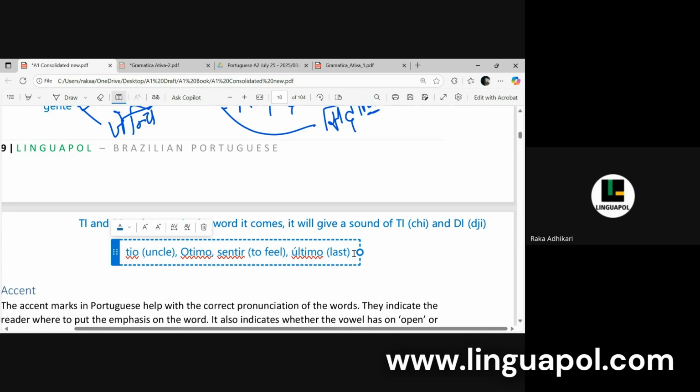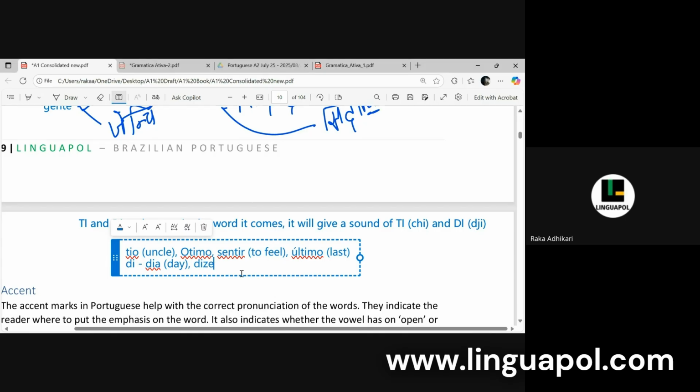Now this again is not compulsory. It is not the case that all the Brazilians will pronounce in this way. But mostly, majority of Brazil will speak in this way, where the TI will be pronounced as chi, no matter where it comes. And same thing goes for DI. So for example, the word dia means day. In Brazilian, it becomes dia. Dia.